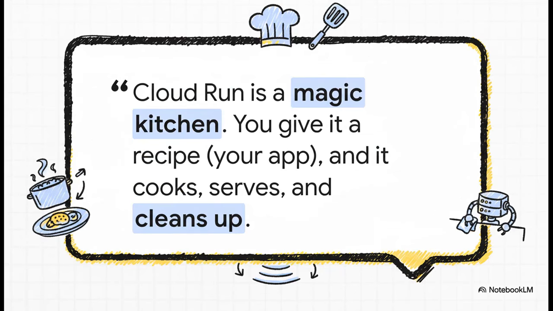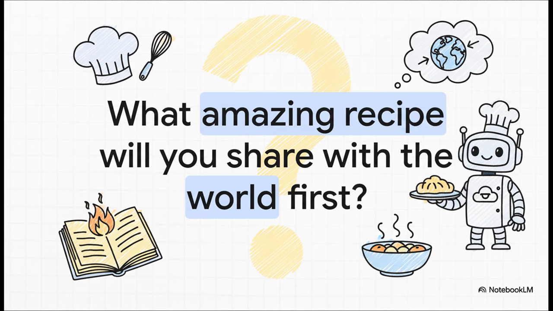You know, if you're going to remember just one thing from all this, let it be this analogy. Cloud Run is like a magic kitchen. You just bring the recipe. That's your app. The kitchen automatically handles all the cooking, serving it to whoever wants it, and it even cleans up afterwards. All you have to do is focus on coming up with amazing recipes. Which really brings us to the final thought here. With a tool that's this easy and this powerful, the barrier to getting your ideas out there is practically gone. So it kind of makes you think, what amazing recipe are you going to share with the world first?